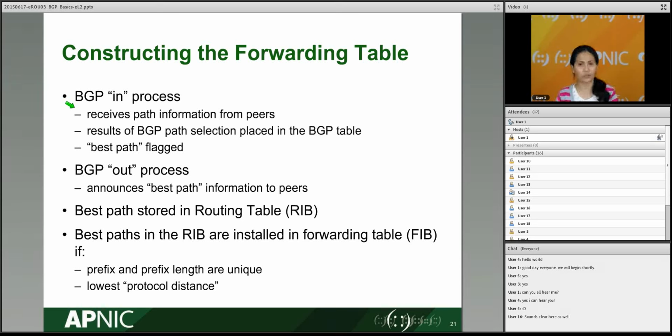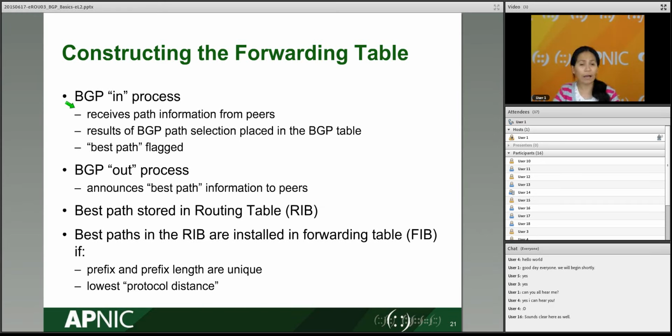Now another one is, how do you create your forwarding table? We said that you learn your routes from all the BGP speakers and from their neighbors' neighbors, so you get all the possible paths going to a destination. From here, how do you select the best one and give it to the FIB or the forwarding table? So it typically works like this.